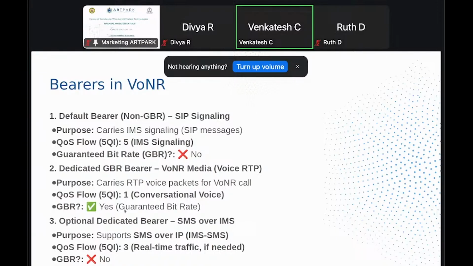And one more is the optional dedicated bearer. This is for SMS over IMS. This is an extra bearer used when needed, like for SMS services. It uses the 5QI 3, but like the default bearer, it doesn't have any GBR.